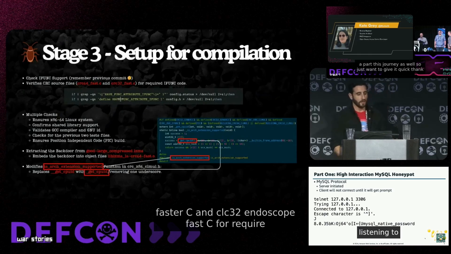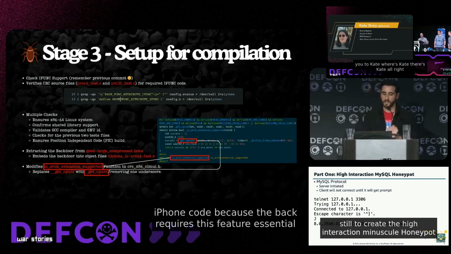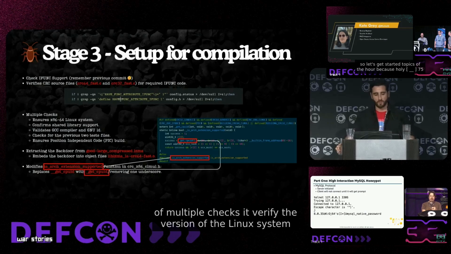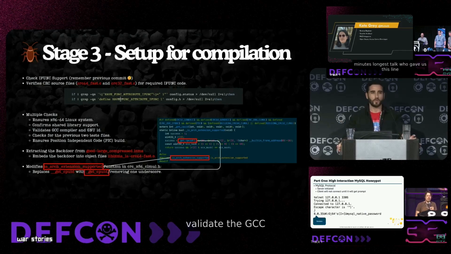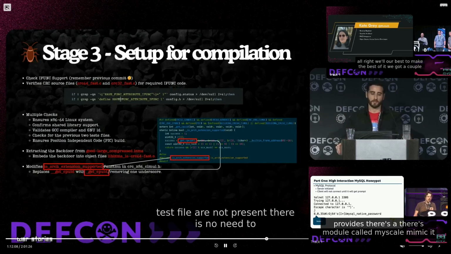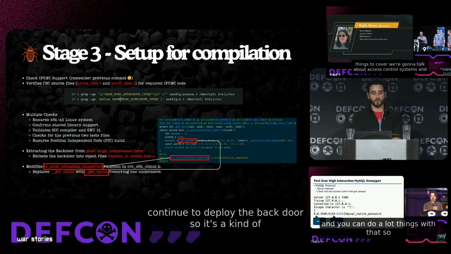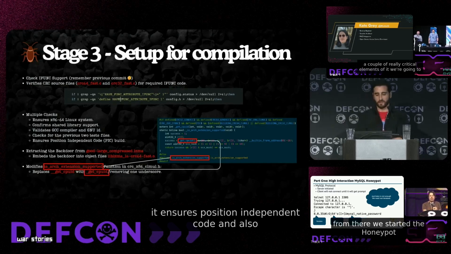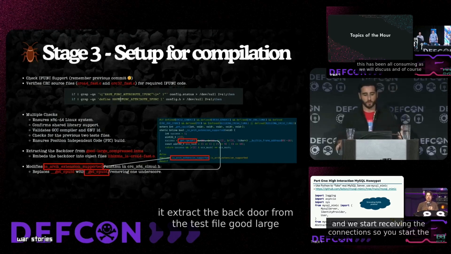which is another script which is doing a bunch of checking during the compilation process. So let me walk through some of the checking this stage 3 is doing. First, it checks for the ifunc support. Remember the previous commit we discussed about it. Keep that in mind for the next part. Then it verifies the CRC source files, crc64_fast.c and crc32_fast.c, for required ifunc code because the backdoor requires this feature.